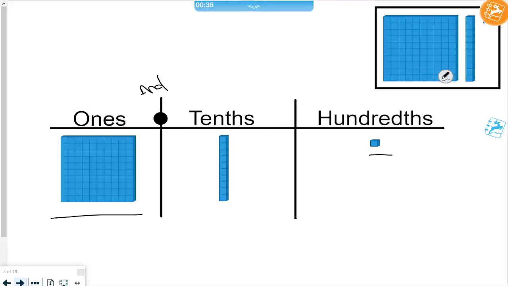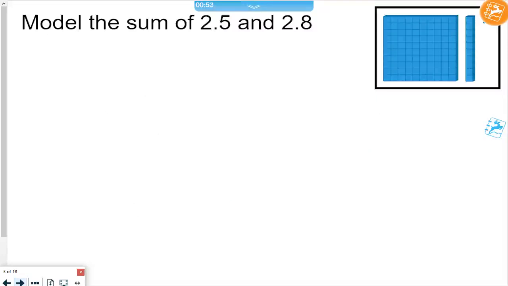10 hundredths equal 1/10. 10 tenths equal 1 whole. So that's what we have to remember, that a square is 1, a stick is a tenth, and a cube is a hundredth. So we're going to model the sum of 2 and 5/10 and 2 and 8/10. So what I'm going to do is put 2 and 5/10 right here. I'm going to write 2 and 8/10 right here.